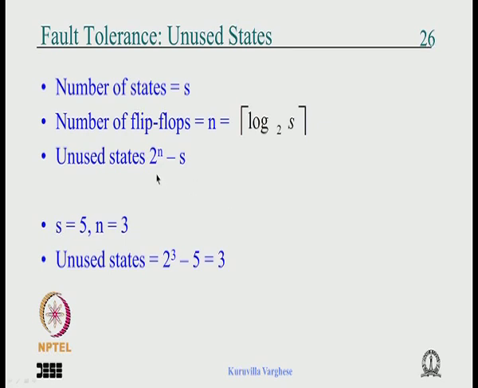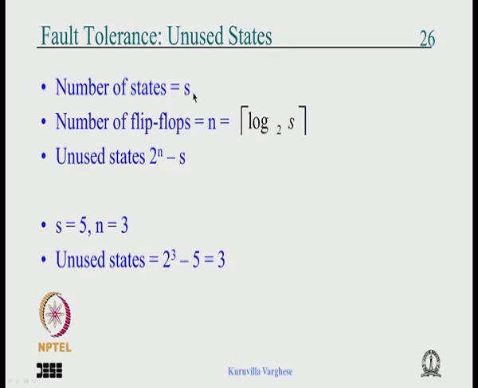So there could be unused states, because the fact that you end up with a fraction and take the ceiling says that there could be unused states, like here. All possible assignments of the states are 2 raised to n, because n flip flops are there. So 2^n minus s is the number of unused states.